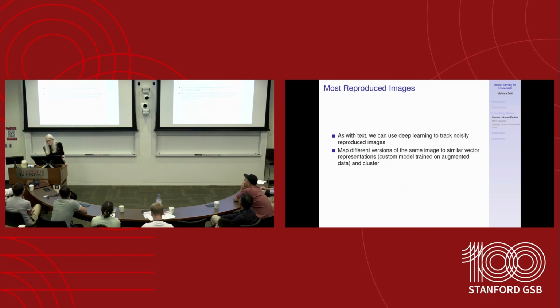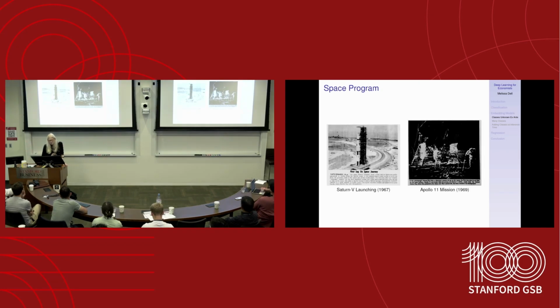All right, and then I'll finally say you can do the same thing with images. This is the same idea, and here this is mostly trained on synthetic data because you can synthetically crop and add noise to images. And we can figure out what's the most reproduced newspaper image in a given year. Again, you have this custom-trained model, you map all the images to vectors, and then you just cluster. So not surprisingly, the most reproduced image of 1969 was the moon landing.